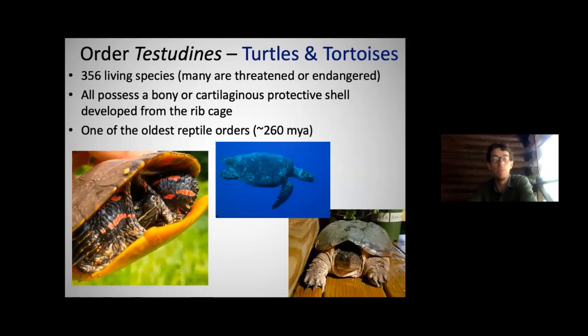Let's go on to a more familiar group, the turtles and tortoises, the Testudines order, and there are 356 living species. Many of them are threatened or endangered. We're going to talk more about the conservation issues facing reptiles today as we move on, but just to mention that they're a vulnerable group for a number of reasons. All of them, as we know, possess a bony or sometimes cartilaginous protective shell, and that is developed from the rib cage of the turtle.